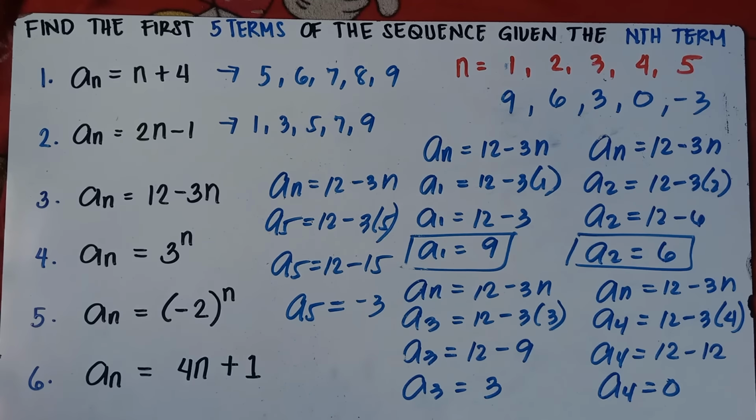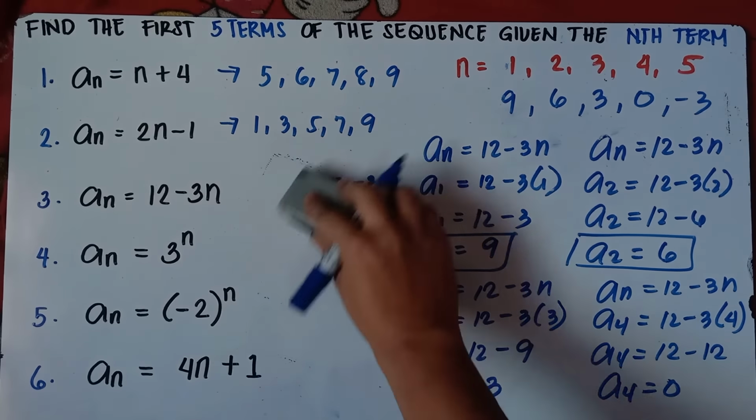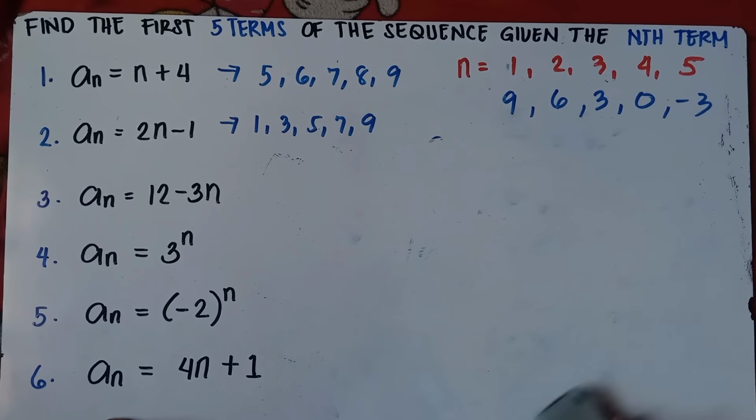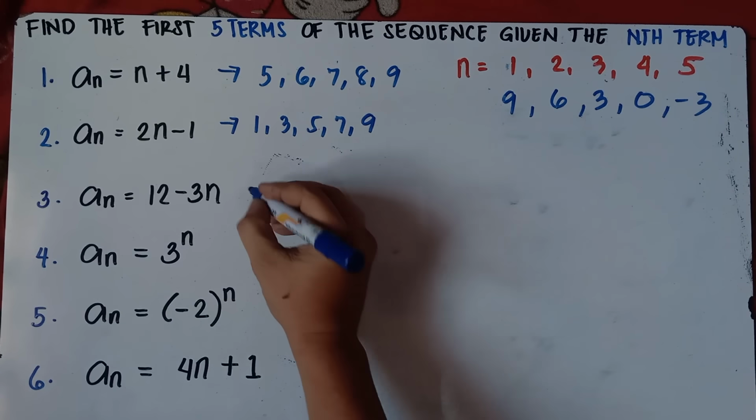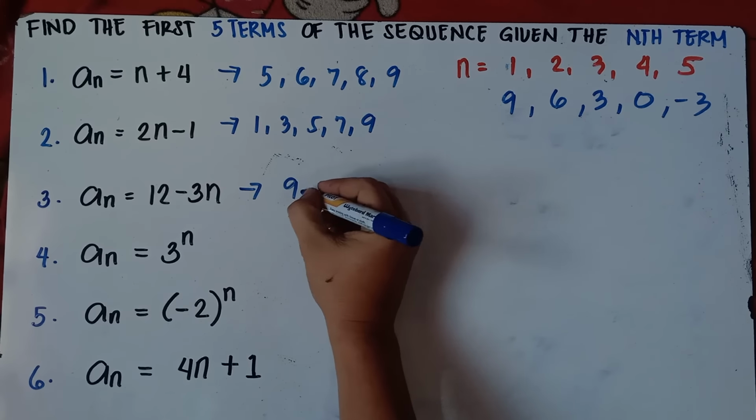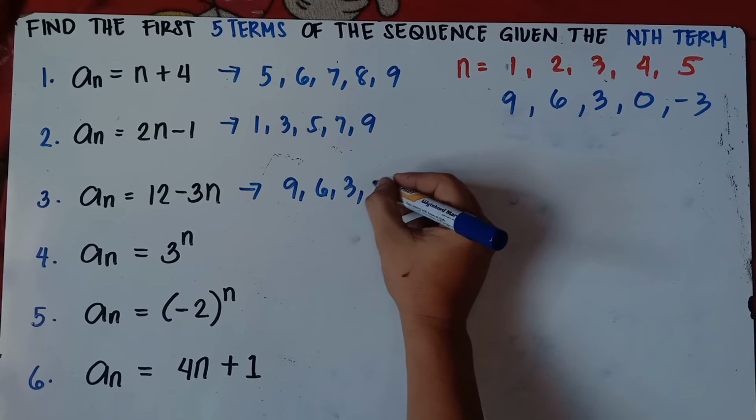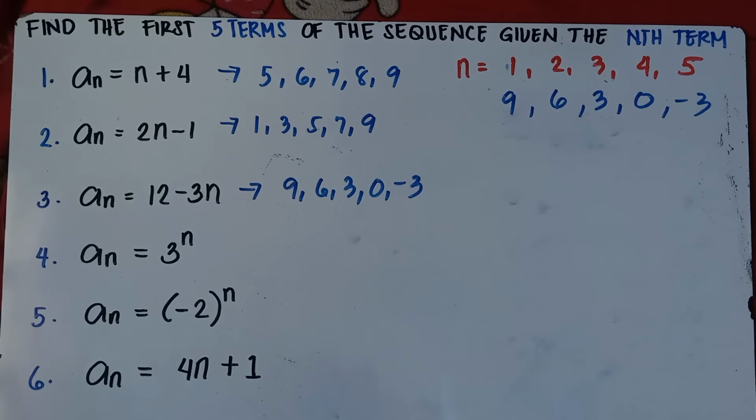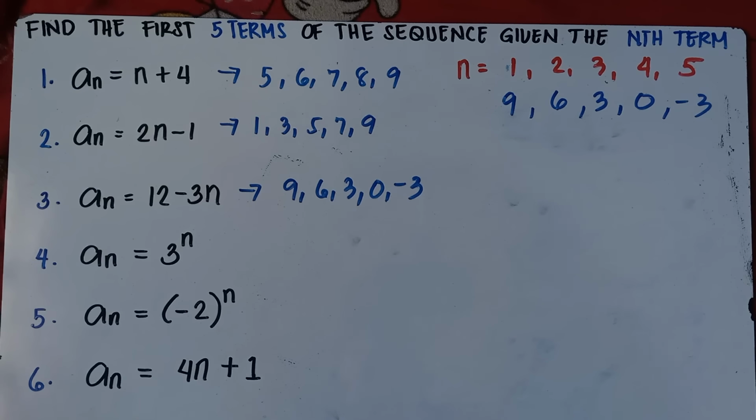Alright, so that's it for number 3. Let me erase this one. Pause the video, class. So you have 9, 6, 3, 0, and negative 3.